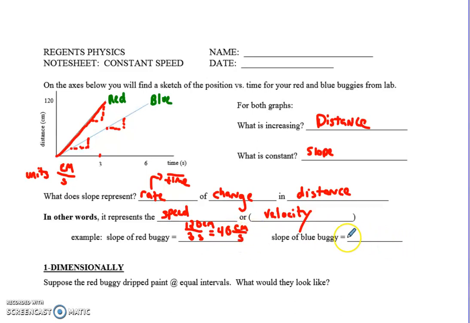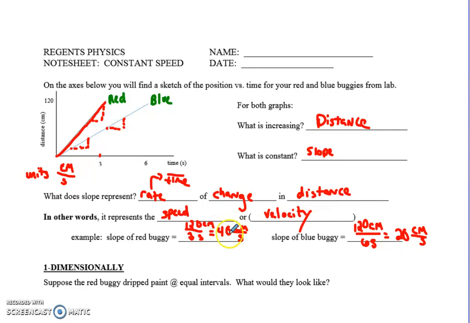Whereas the blue buggy goes the same distance, 120 centimeters, but it takes 6 seconds to do it. So the slope would be 120 centimeters divided by 6 seconds, and that, of course, is 20 centimeters per second. So what we notice is that the red buggy has a steeper slope, which conceptually represents that it is going faster, and that's something that you probably picked up in your lab.